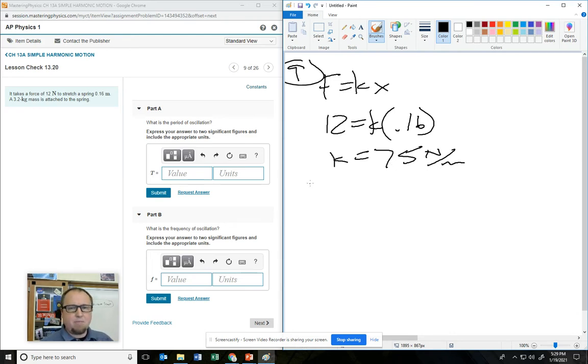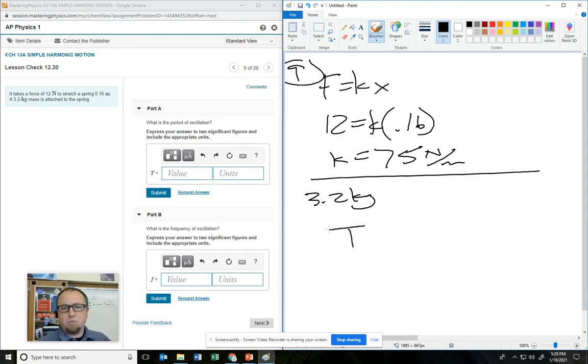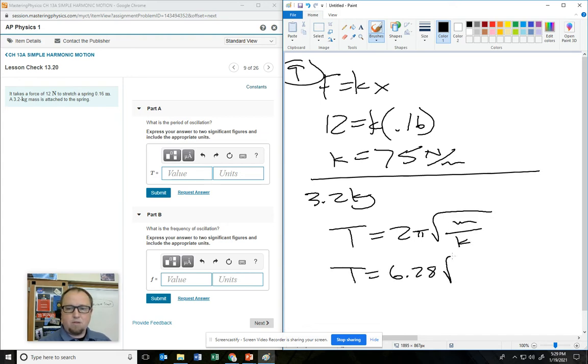Now I'm going to attach a 3.2 kilogram mass to it and let it bounce around. So period equals 2 pi square root of m over k. So the period is 6.28 square root of m over k. Plug it in the calculator. We have different numbers, remember. You get 1.297 seconds for the period. So that's 1.3 seconds. That's my period.